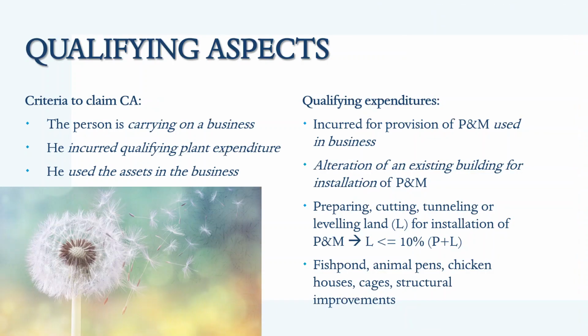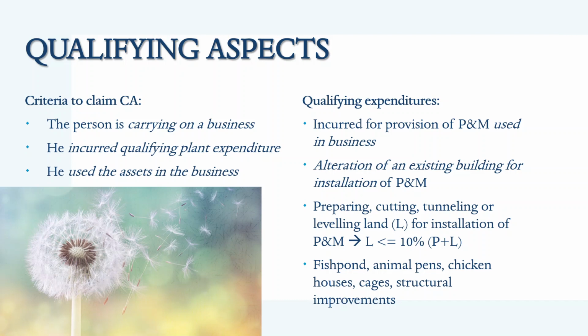Okay, qualifying aspect. When can you start claiming your capital allowance? In order to claim capital allowance, first thing you must be a person who is actually carrying on a business. That means you must have a business. Only those who have business income can claim capital allowance. And secondly, you must have incurred the qualifying plant expenditure. So you must have incurred that by you, not by another person or another business.